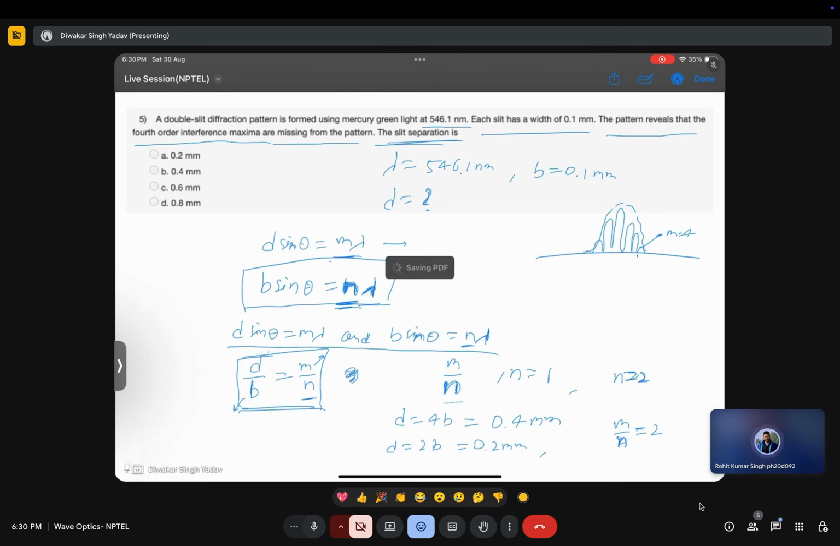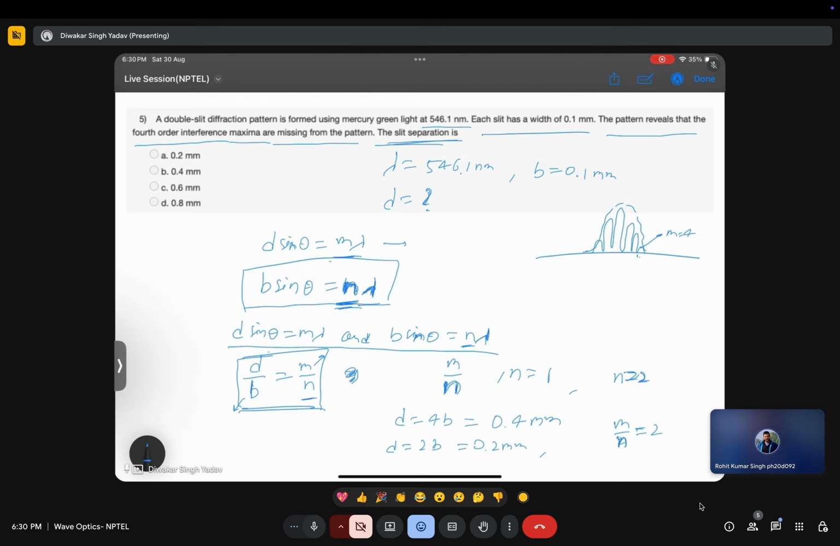Sir, can we find it like you told us that m should be less than or equal to b by lambda? No, that is for the single slit diffraction pattern, but that we cannot apply here, because we have to find that m, that order which coincides with the diffraction minima, the single slit diffraction minima.